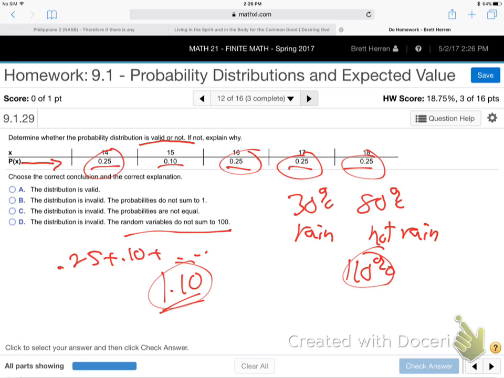The probabilities do not sum to 1. That's what we're talking about. Here's our answer. It's invalid because the probabilities do not add up to 1. They've got to add up to 1. You can't have this rain, no rain craziness. It's just not possible. Is that good? Everybody see that?